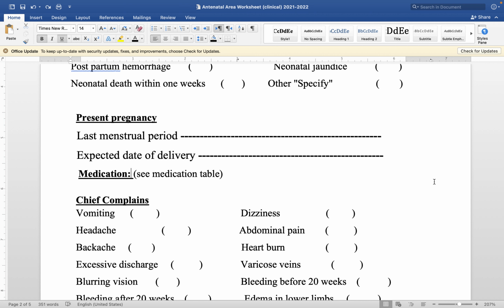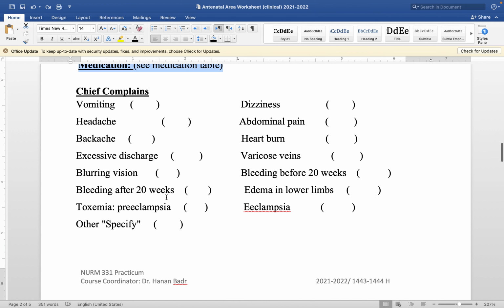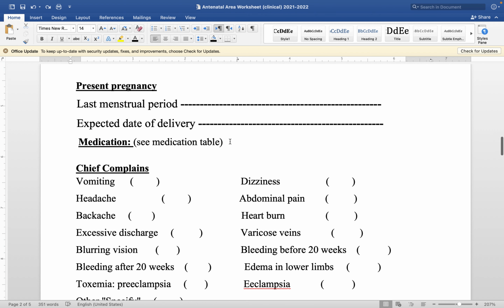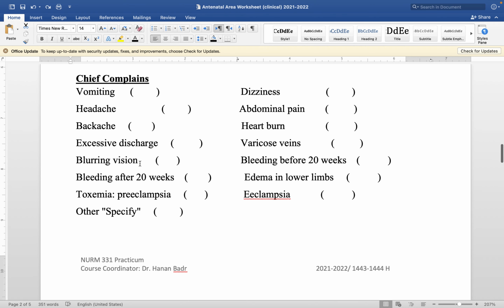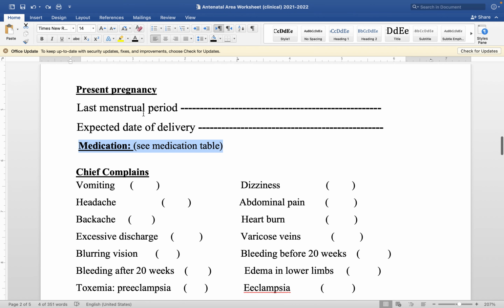For the medication she was receiving at that time, then side effects and nursing interventions, they are all available on the medication sheet. And if the medication sheet is not available in Blackboard, please ask your clinical instructor or professor to do so.